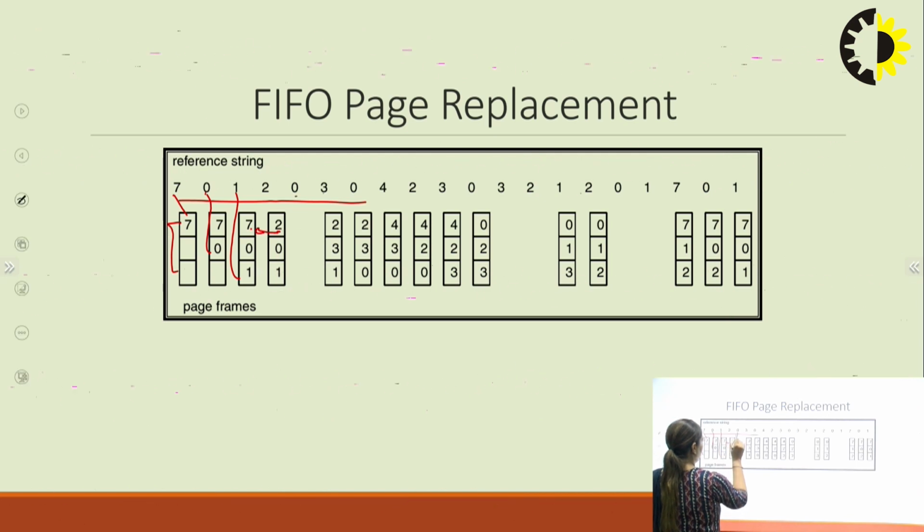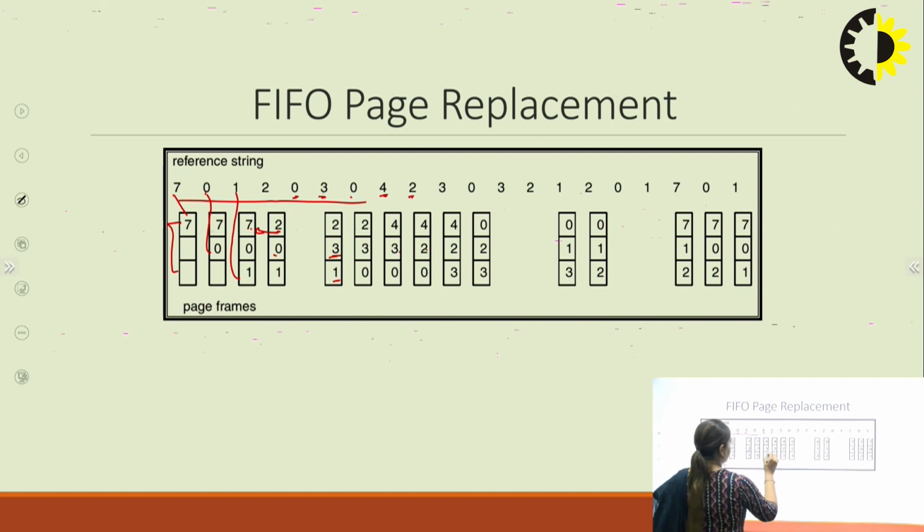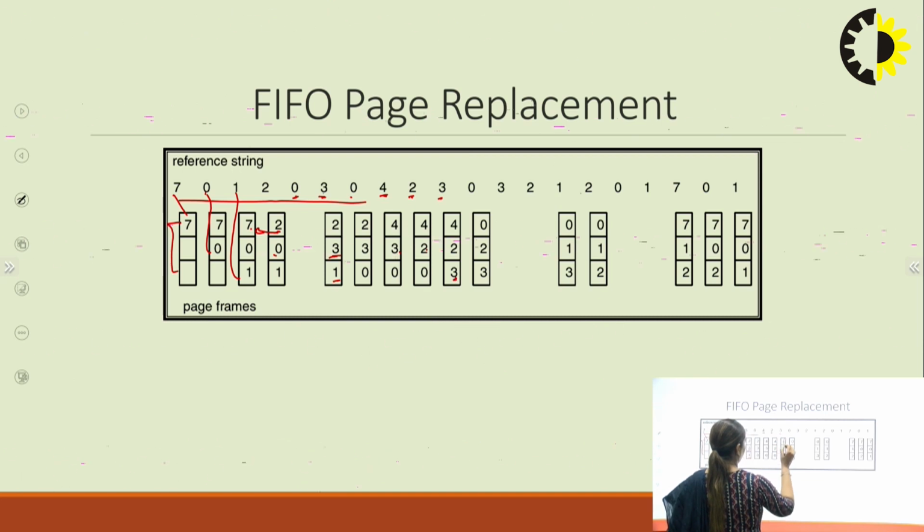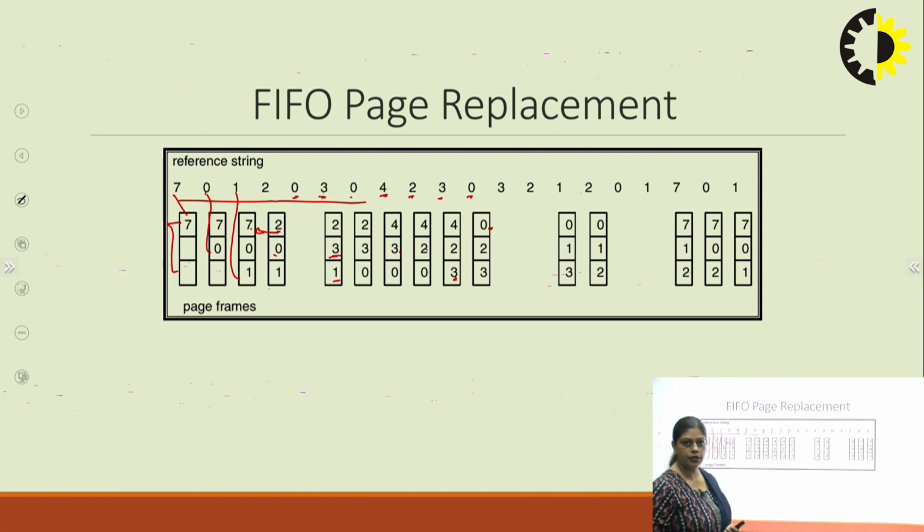Similarly, now comes 0. 0 is already there. 3 will replace 0 because 0 is the oldest now, right? Again we come with 0. 0 will replace 1 because 1 is the oldest. 4 will replace 2. 2 will replace 3. 3 will replace 0. 0 will replace 4. This way we will go because we have to check which is the oldest and we will go on replacing the oldest one.